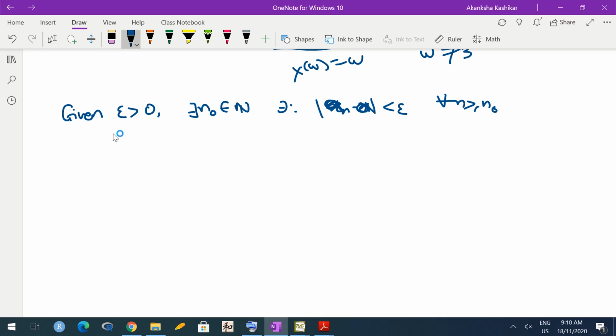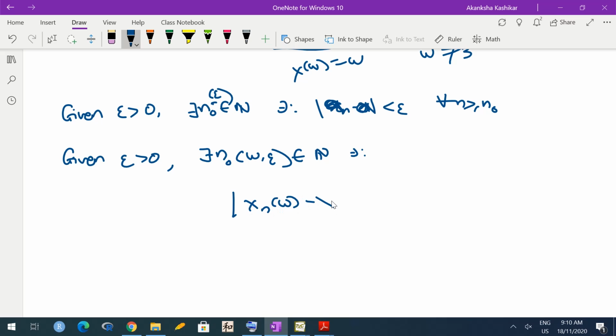Now here, for every omega I have one real sequence, so I have to talk about convergence of all of them together. So what would I do? I would say, given epsilon greater than 0, there exists n naught which depends on omega, and of course it depends on epsilon, because here also n naught depends on epsilon, such that mod of xn omega minus x omega is less than epsilon for every n greater than or equal to n naught and for every omega in Omega. So the convergence should happen for all omegas.